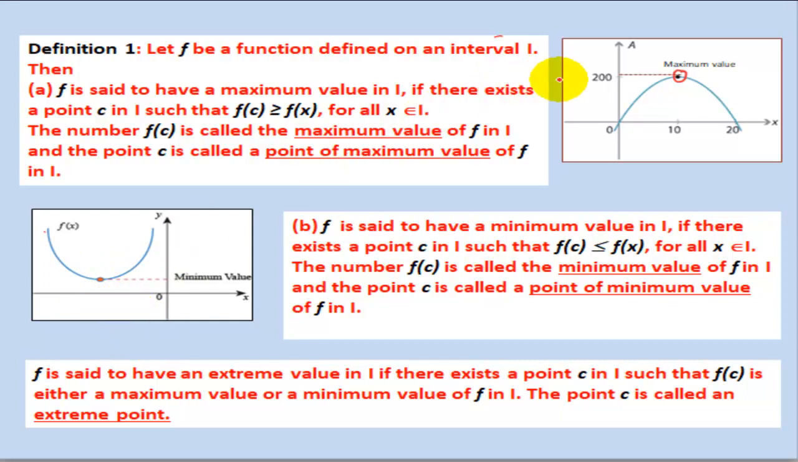Now in both the cases, here it is attaining the maximum value, here it is attaining the minimum value. So whenever we are able to locate such a point c, then we say the function at c is either having a maximum value or a minimum value, and this point c is called an extreme point, and these values can be called extreme values. Extreme can be maximum, it can be minimum.